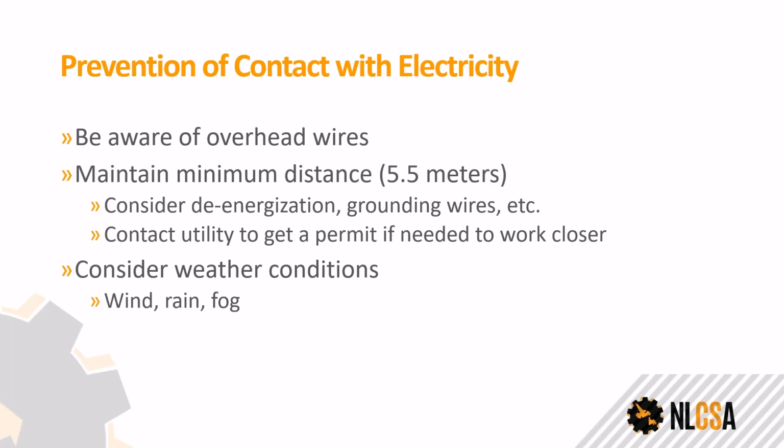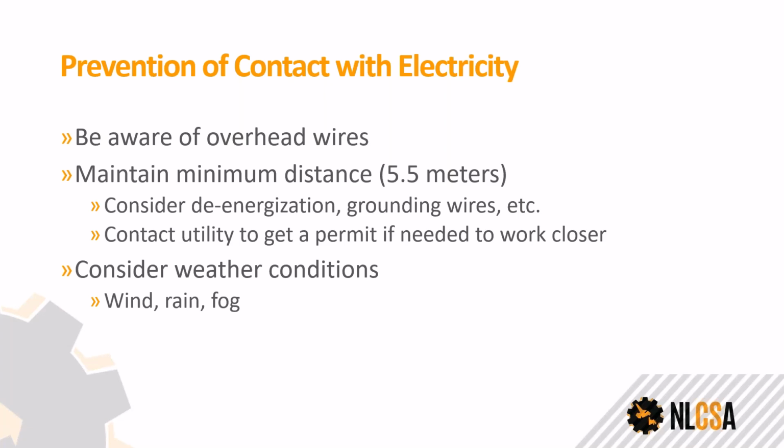This would be in conjunction with the utility company. We would certainly contact them and they would determine the best approach, if it's possible to de-energize the lines, ground the wires, or anything like that. If we need to work closer and that is not possible, we're going to get a permit from the utility company. So we would contact the power utility company and they would determine if we could in fact safely move closer or within that 5.5 meters or 18 feet. This will be clearly identified on the utility company's permit.